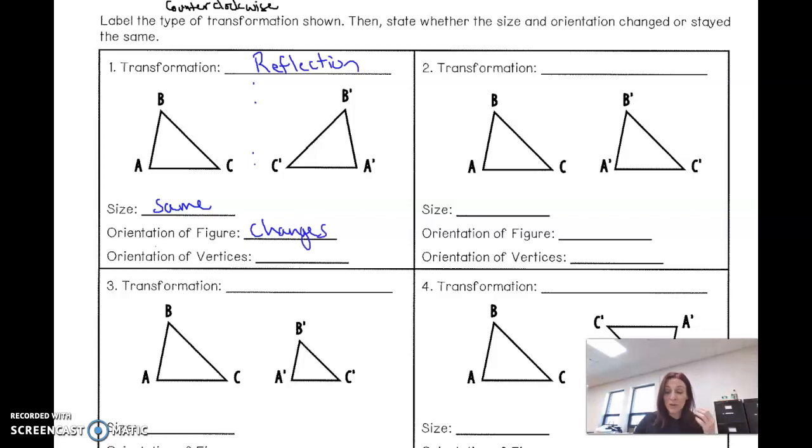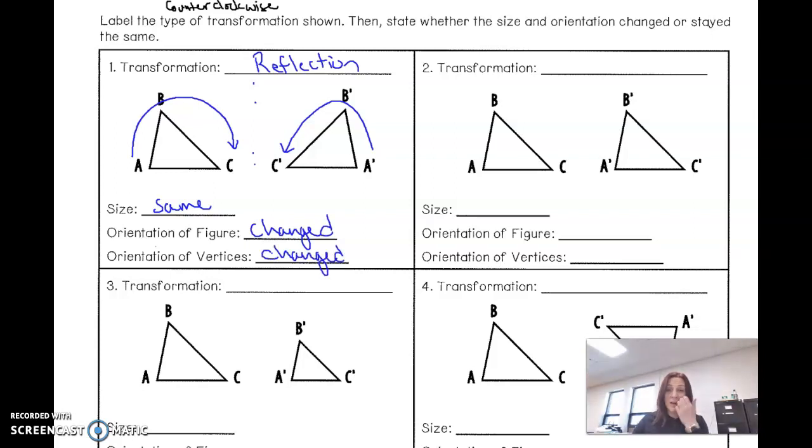What about its vertices? So what do we mean by that? Back to clockwise, counterclockwise. A, B, C. That is moving in a clockwise direction. A prime, B prime, C prime. That is moving in a counterclockwise direction. So the orientation of the vertices has changed. And I'm sorry that I wrote changes here. I guess it really doesn't matter. It should be changed. Same thing here, changed.